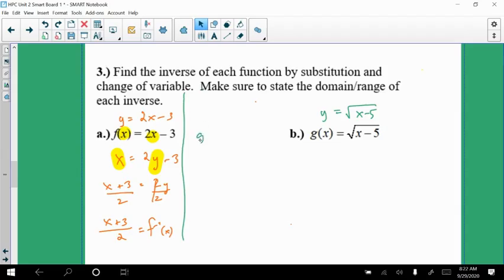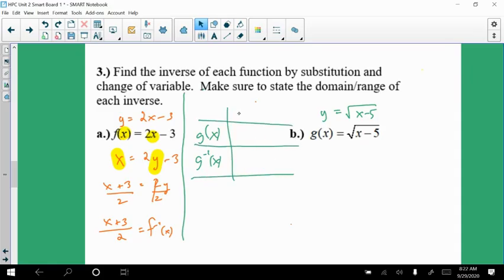So I have g of x, which I'm given, and I'm trying to figure out the inverse. And then I have the domain, and I have the range. Right now, if I look at the domain of this, I want to make sure that I can't take the square root of negatives. So my domain of my function better be x is greater than or equal to 5, because that will allow that to be positive. X is greater than or equal to 5. That's the domain of my function.